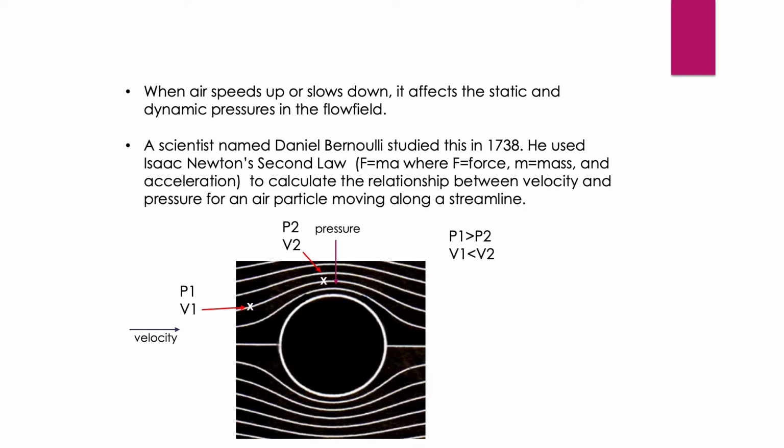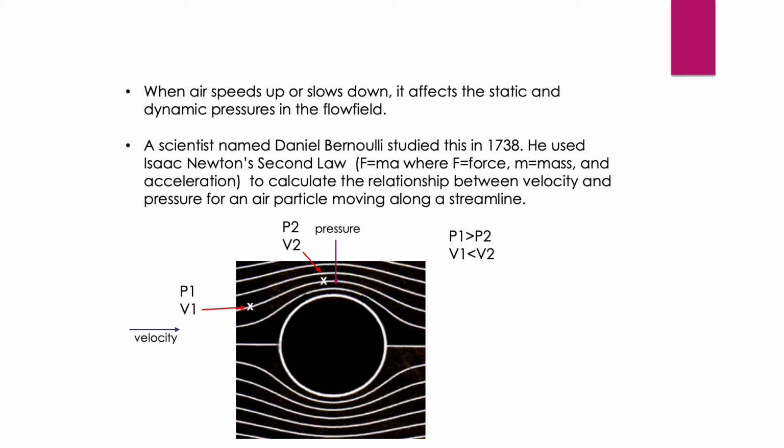Now, a streamline is essentially a line that's drawn by taking one point and drawing a line that's tangent to the velocity vector of air that's moving at that point. And then you connect all the dots and it makes a line. And in this picture that you're looking at, what you're seeing are streamlines flowing around a non-moving ball. And he used Newton's second law, which is F equals ma, to calculate the relationship between velocity and pressure for an air particle moving along a streamline.